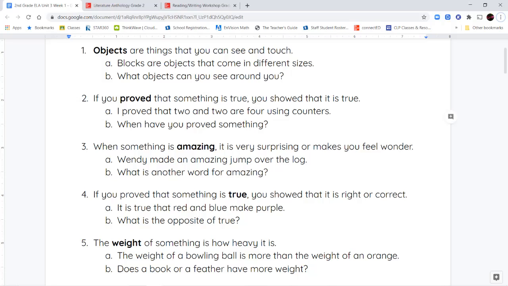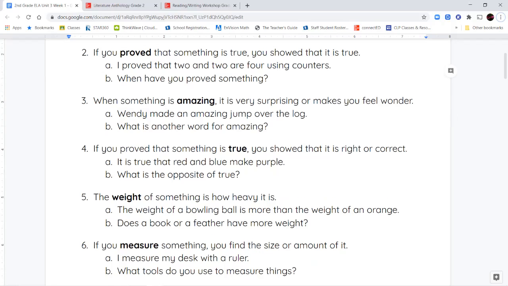Your second vocabulary word for this week is the word proved. If you prove that something is true, you're showing that it's true. So you're showing some kind of evidence or something to show that what you're saying is the truth. So you can prove that 2 plus 2 is 4 by showing 2 objects and then 2 more objects and then counting them all together. That's one way that you can prove that.